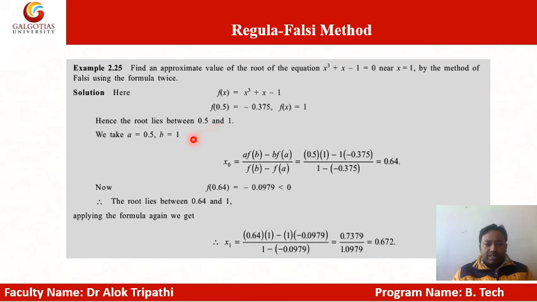We have already seen that at x equals 1 the value of the function was positive, and we have just found that the value of the function at x equals 0.64 is negative. Therefore, our interval of interest will be 0.64 to 1. Now we shall again apply the formula of regula falsi method, and we get our next approximation to the root denoted by x1. After putting all these values, we are getting here 0.672.